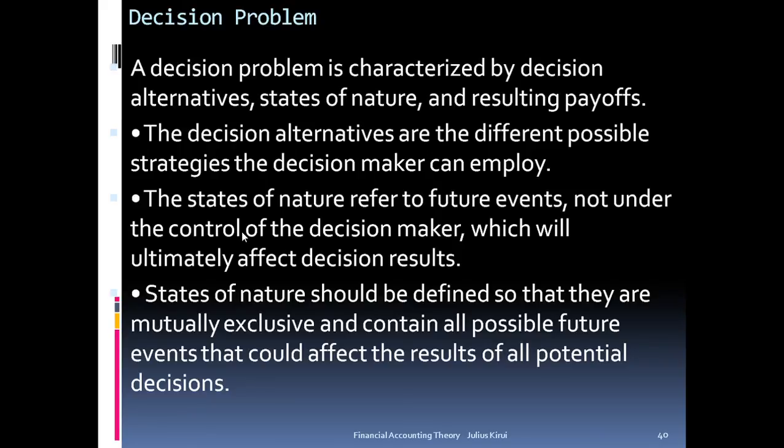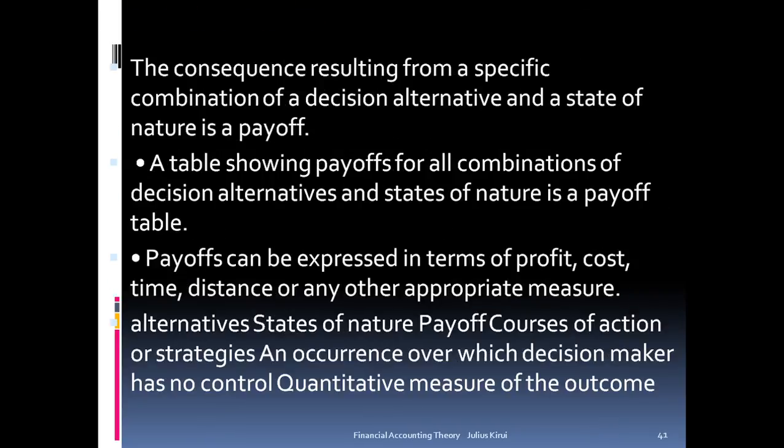The state of nature refers to future events, not under the control of the decision maker, which will ultimately affect the decision results. States of nature should be defined so that they are mutually exclusive and contain all possible future events that could affect the results of all potential decisions. So this gives us the composition of the decision problem.